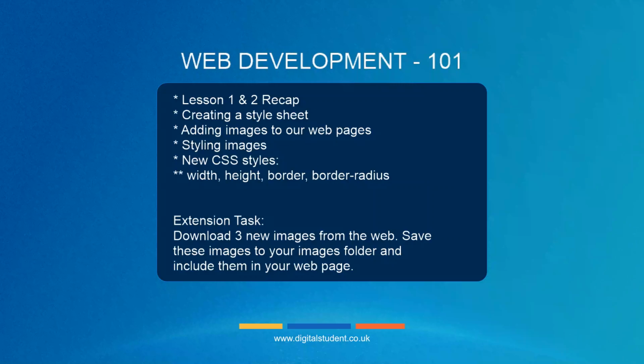So here's what we've got then. Recap lessons 1 and 2, create a new style sheet, add some images to our page, and then style those images. That's it in a nutshell. We're also going to look at some new elements for CSS styling, which include width, height, border, and then border radius.